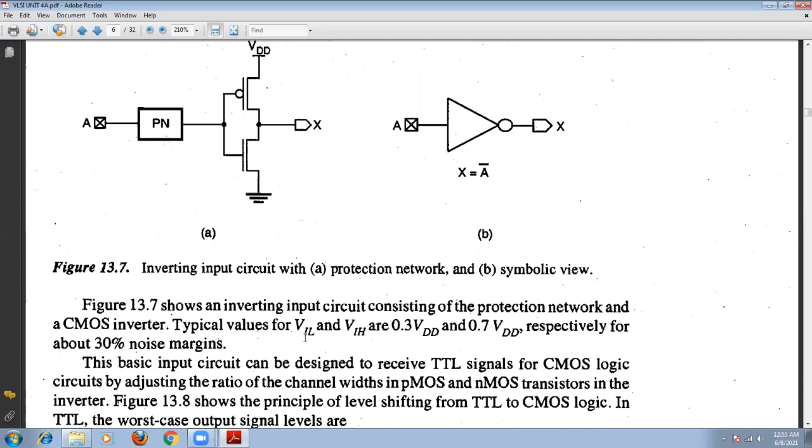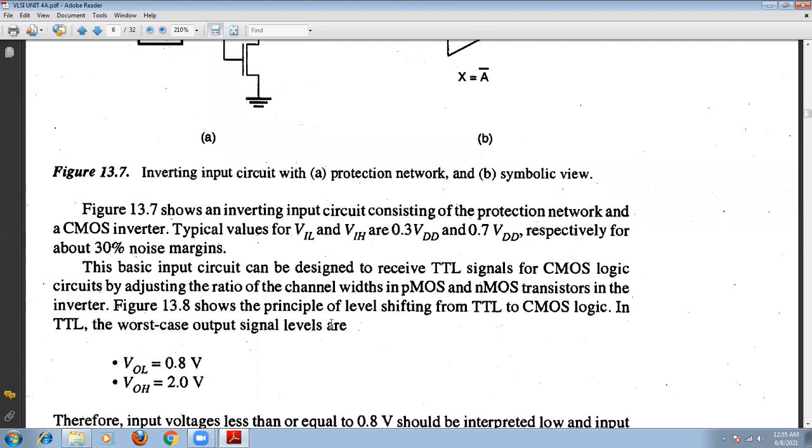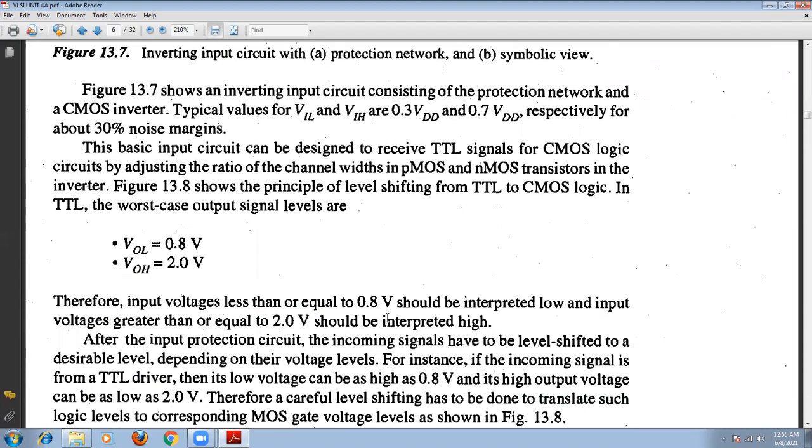So in that condition, we are required to change the signal from one TTL level to CMOS level. That is, level shifting is required. So that level shifting has to be considered in this case also.